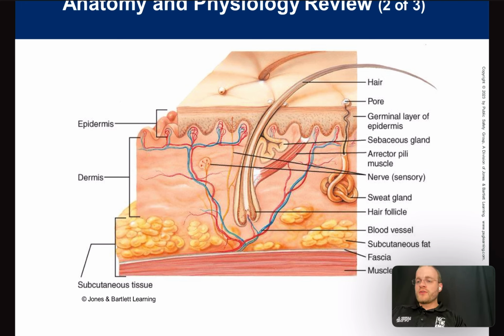Now, moving forward, there's a muscle here called the arrector pili muscle. If you've ever had goosebumps, and I'm sure you have, this is the muscle responsible for that. It pulls on the hair follicle to erect it and make it stand up straight.